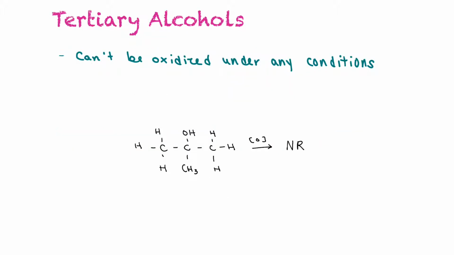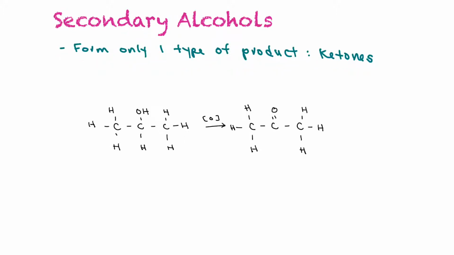However, tertiary alcohols can't be oxidized under any conditions because there are no hydrogens to be lost off of the carbon during an oxidation-reduction reaction, so we cannot oxidize a tertiary alcohol. Secondary alcohols, because they only have one hydrogen attached to the carbon where the hydroxyl is, can only undergo one type of oxidation and produce one type of product. So this hydrogen can be oxidized, so be removed, and this one as well, to produce a ketone. This would be propanone.